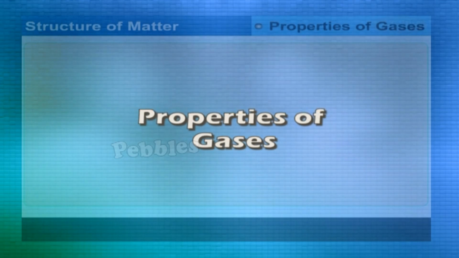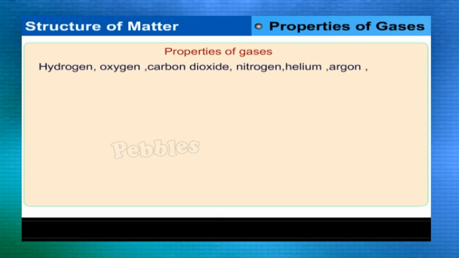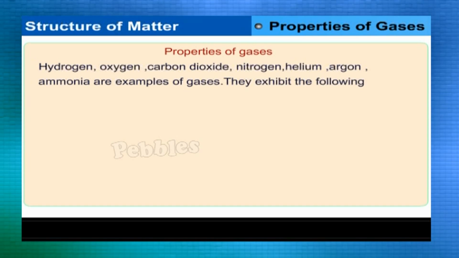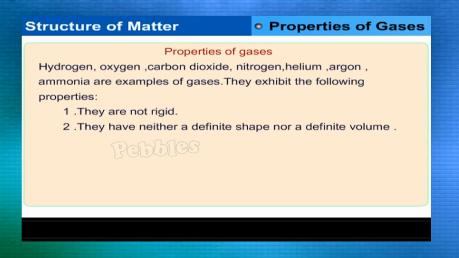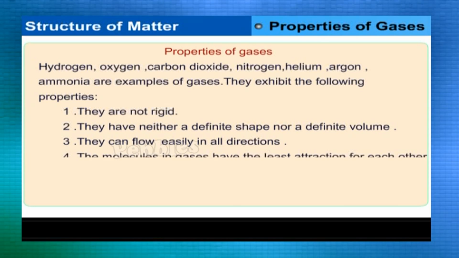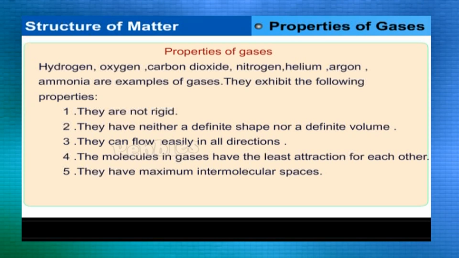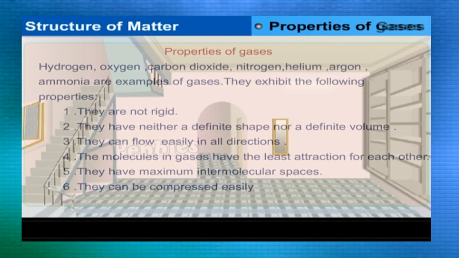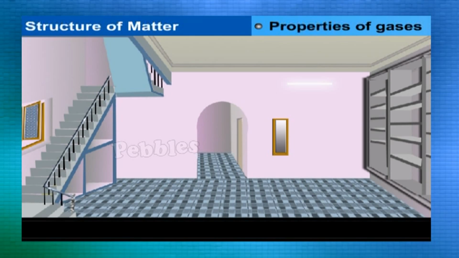Properties of gases. Hydrogen, oxygen, carbon dioxide, nitrogen, helium, argon, and ammonia are examples of gases. They exhibit the following properties. They are not rigid. They have neither a definite shape nor a definite volume. They can flow easily in all directions. The molecules in gases have the least attraction for each other. They have maximum intermolecular spaces. They can be compressed easily.